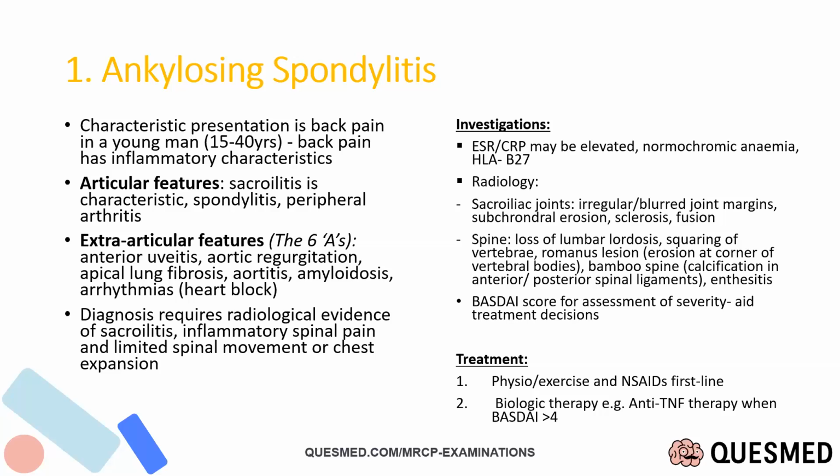And just to touch on kind of the radiological findings and things that you should remember the most is that you can get these Romanus lesions on the MRI, which are these little erosions at the corners of vertebral bodies. You get that classic bamboo spine, and they might show you a picture of that, where you get the calcification in the spinal ligaments. And there's also enthesitis as well, often visible on the scans.